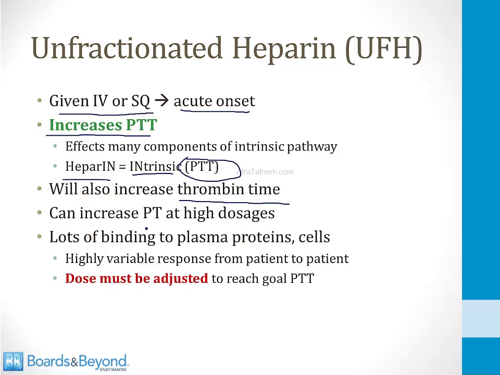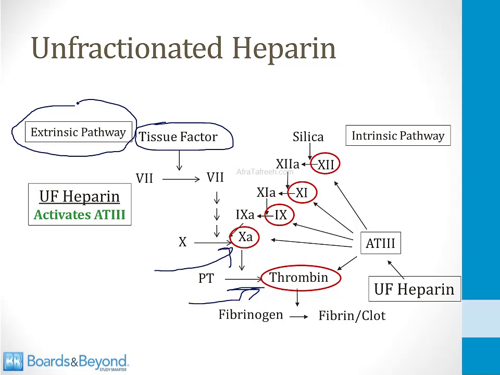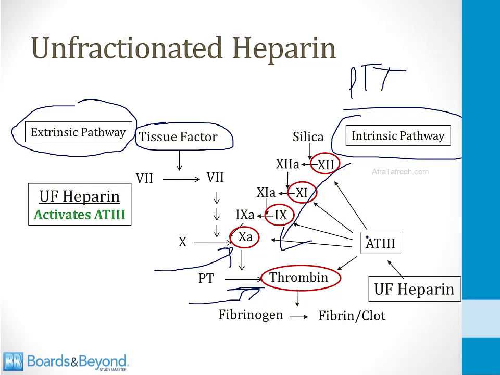And then finally, the PT can be affected, but usually at high dosages. Going back to this slide once again, when you add tissue factor to test the extrinsic pathway, you need factor 10A and thrombin, and they are both affected by heparin. So at higher dosages, you will see the extrinsic pathway become abnormal and the PT become prolonged. However, the intrinsic pathway is much more sensitive because so many factors are affected. Therefore, the intrinsic pathway and the PTT is the preferred test to monitor the effects of heparin.